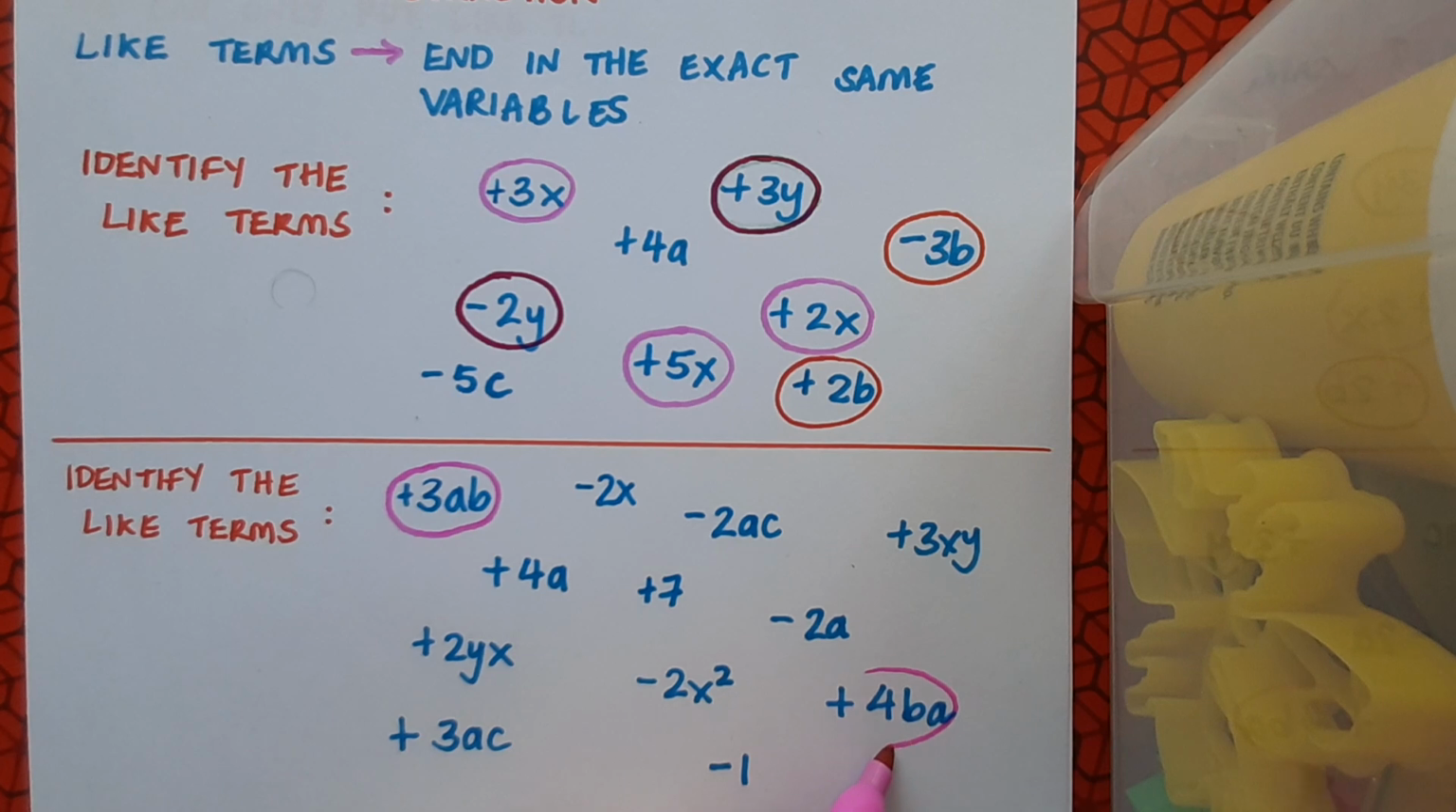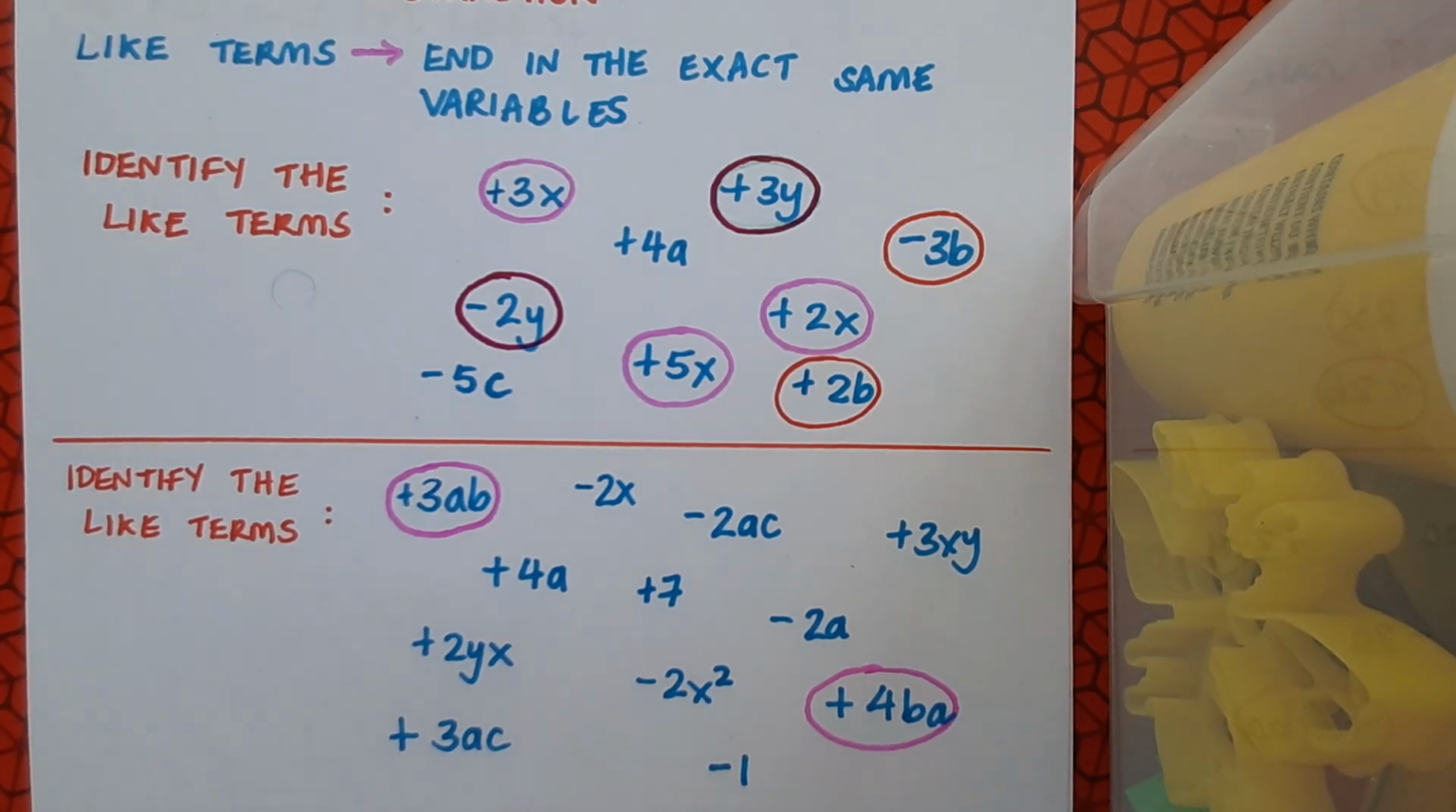It's this 4ba. Now we tend to write our variables in alphabetical order, but sometimes somebody will write them in a different order. However, as long as you still have the same variables, you still have a like term. So ab, ba, they can go together.